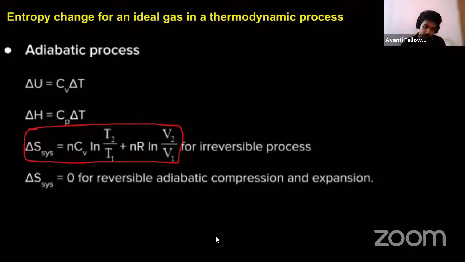But if they ask you in an adiabatic process, what is delta Q? It is nothing but 0. So delta S system for a reversible adiabatic process, compression and expansion in both cases, will be 0. Okay. Now, any doubts until here? Until the expression of entropy?